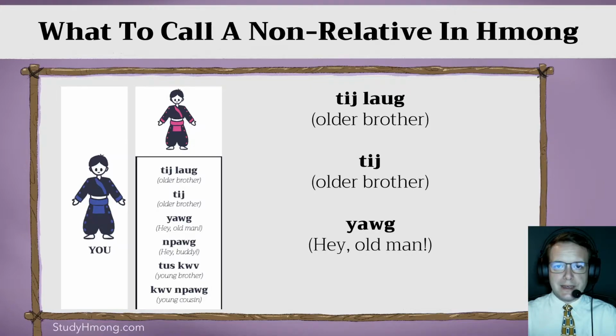One term, and I'm not personally familiar with using this, is based on research from Gene Mutton's book, White Hmong Grammar. You could say yo, and that is a way of saying, hey, old man. That's kind of sarcastic as I understand it.